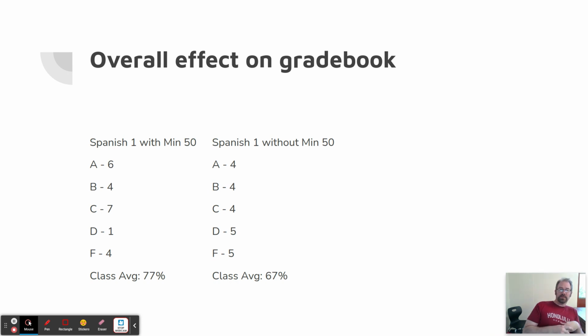Here's my second class. Again, same thing. You can see there are a few less A's, more D's, 1 more F. You can see things dropping, 10% again, overall average drop.